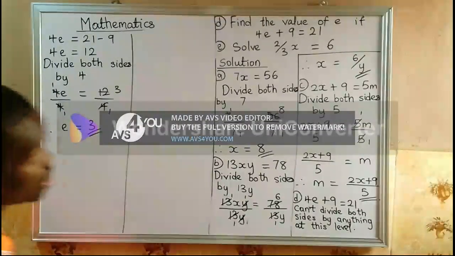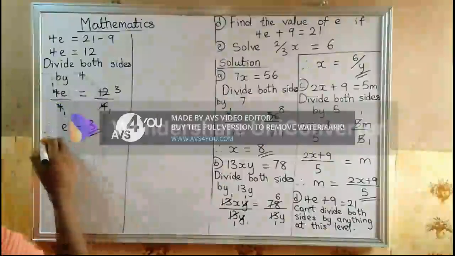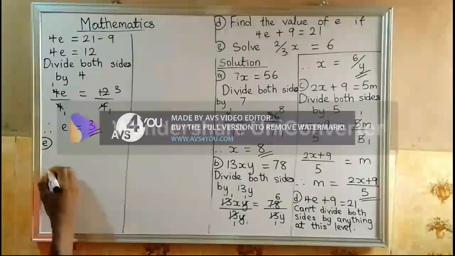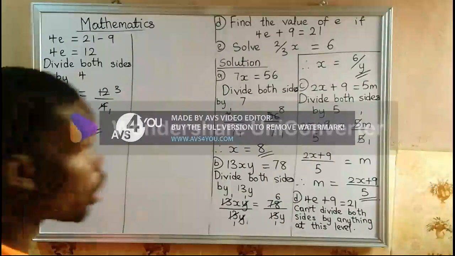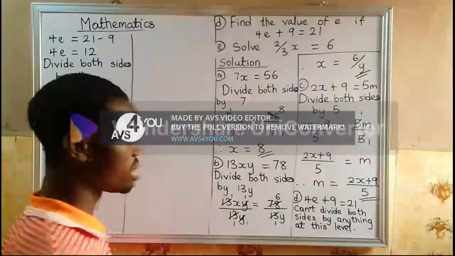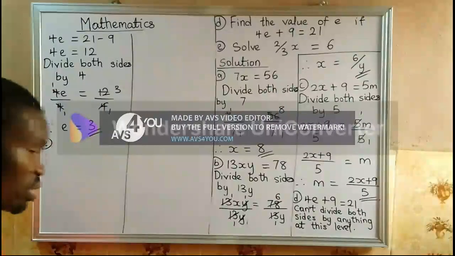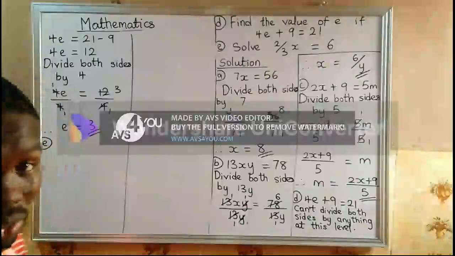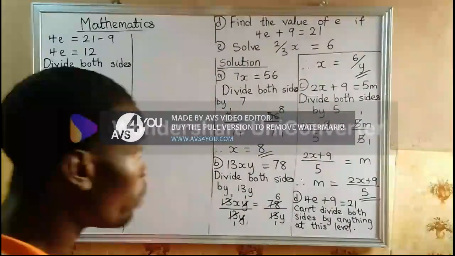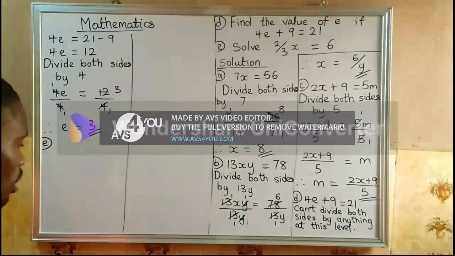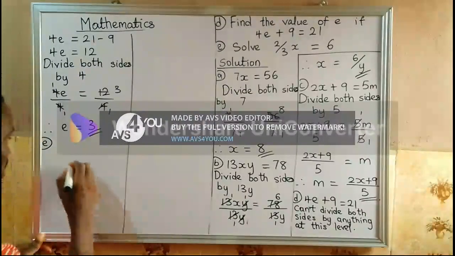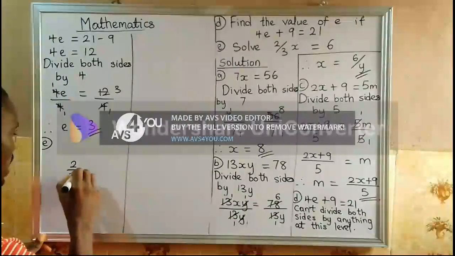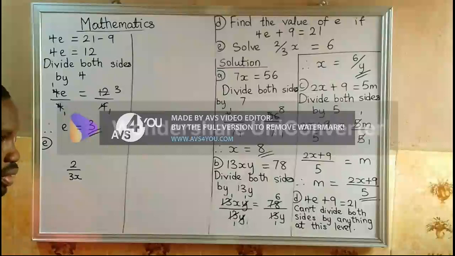So let's quickly solve the last example. We have example 1e. The question says solve 2 all over 3x equals 6. Now, understanding what this means is very, very crucial. 2 over 3x. Now, as I call it, 2 all over 3x, right?